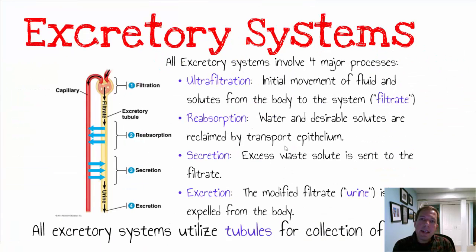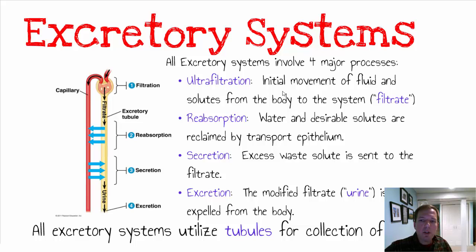So we get to the excretory system. The four terms here are a brief outline of the major processes that we see happening within the excretory systems of any organism. First, excretory systems will begin with the process of ultrafiltration.